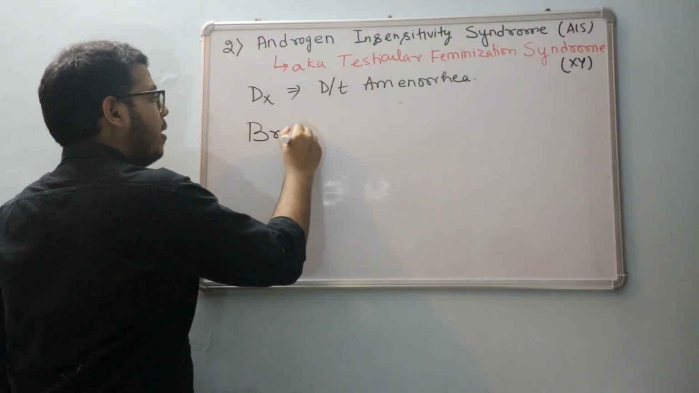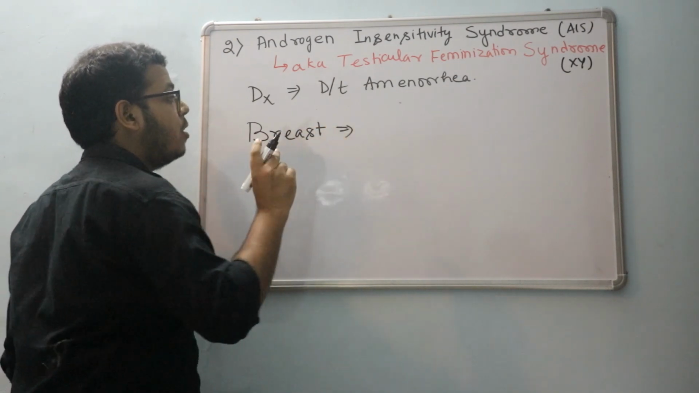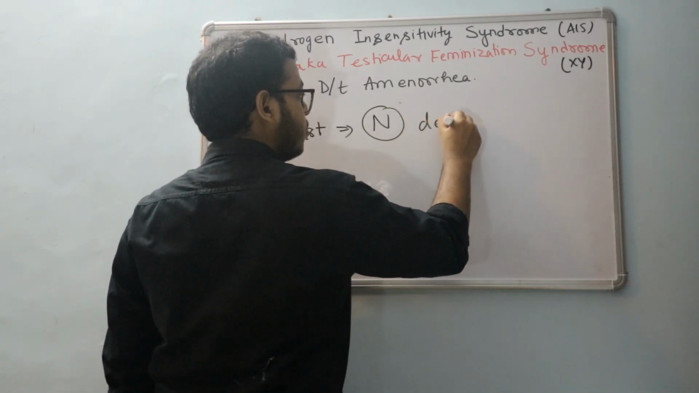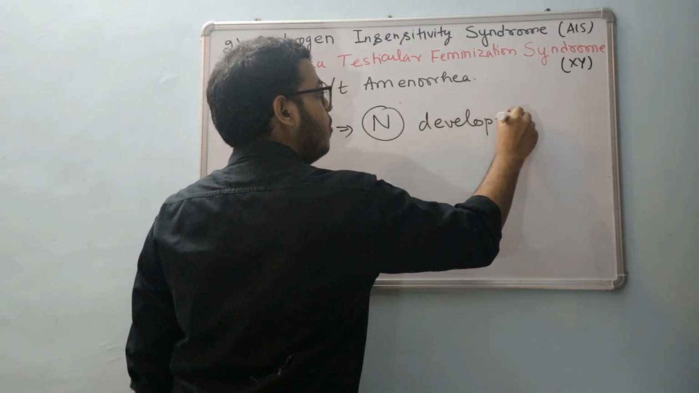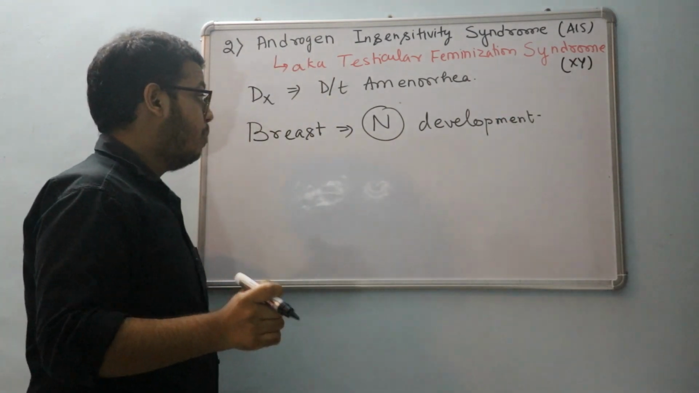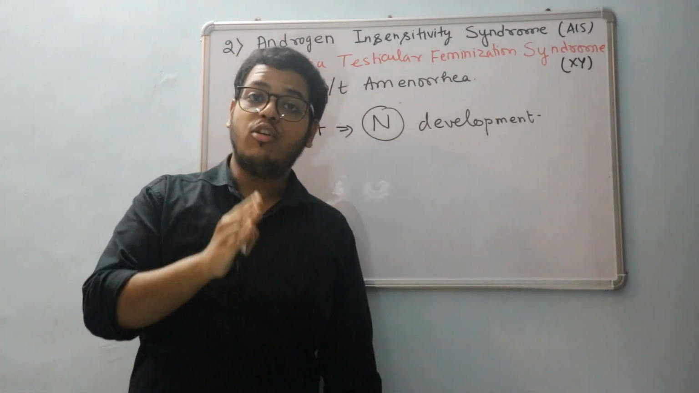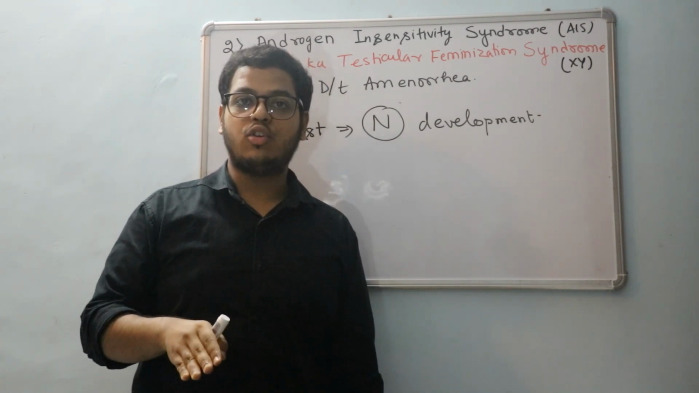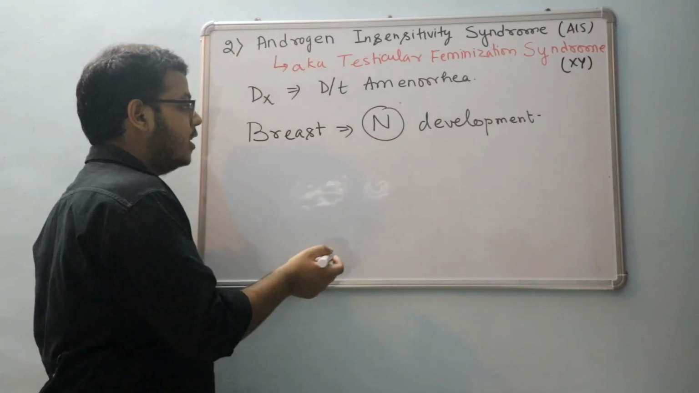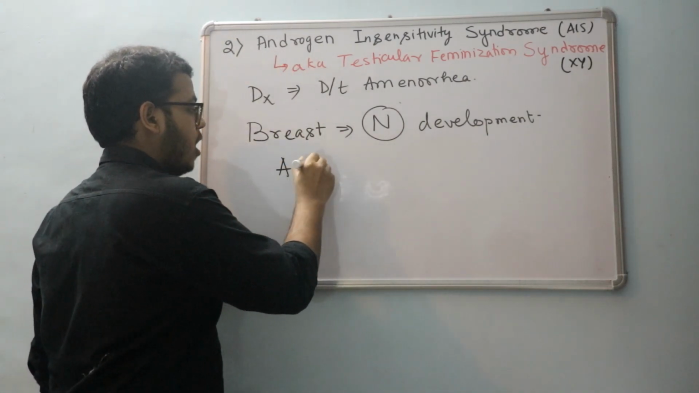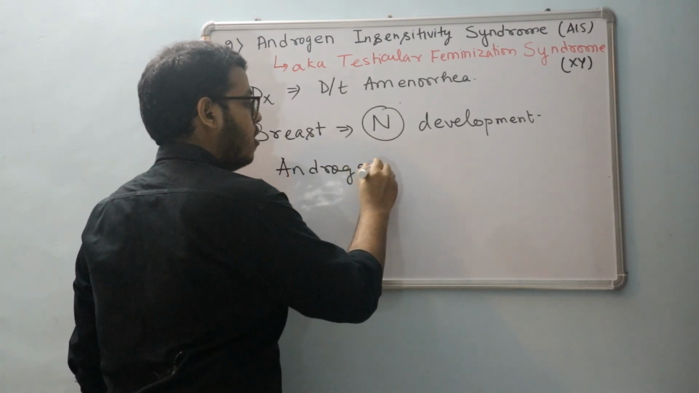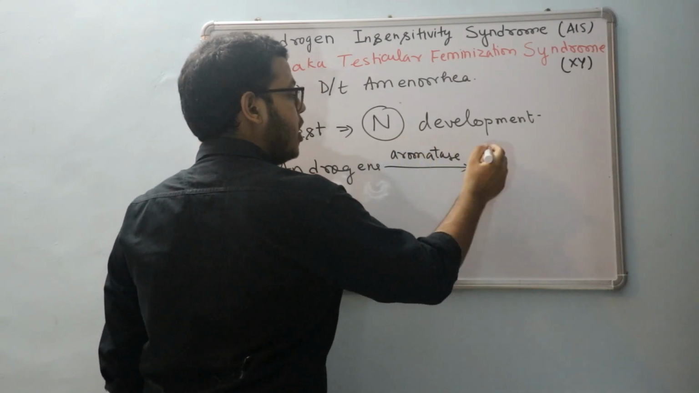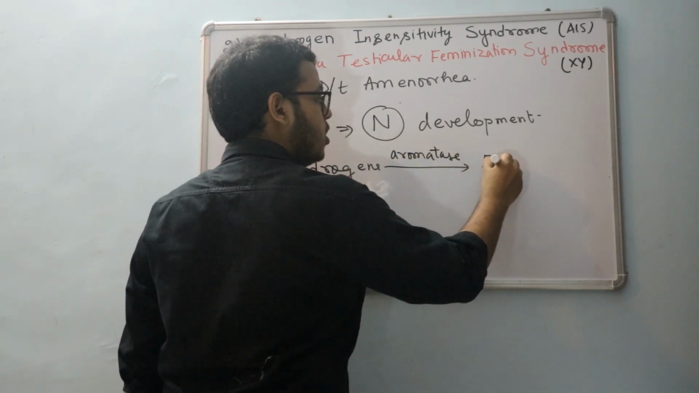Now you might be thinking, what about the breast? The breast development will be normal. Why? Because the androgens are present in the body. There is no lack of androgens, but those androgens will be converted peripherally. They will be aromatized by peripheral aromatase into the estrogen.